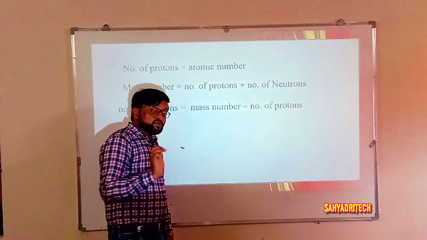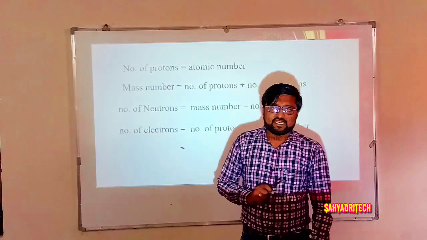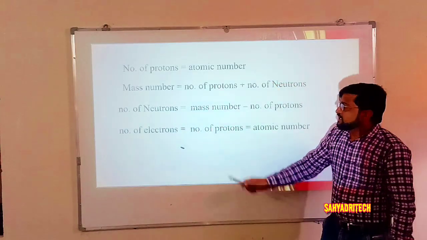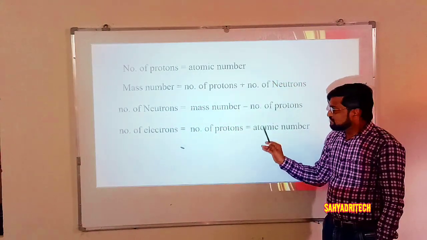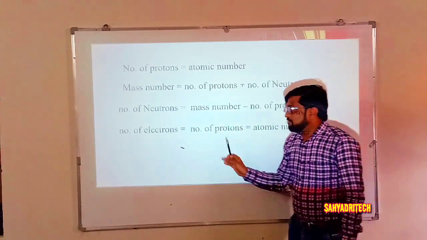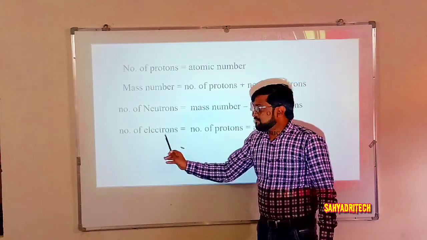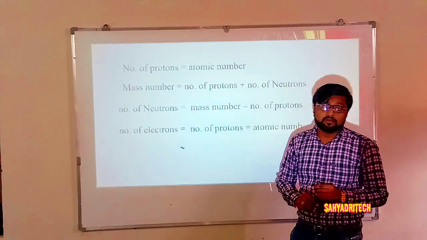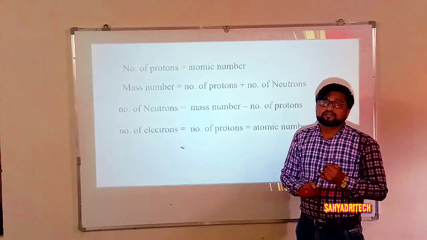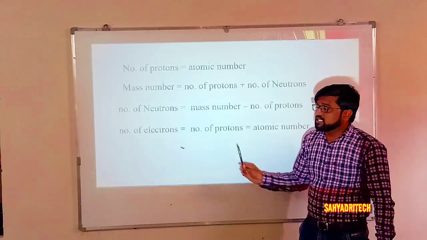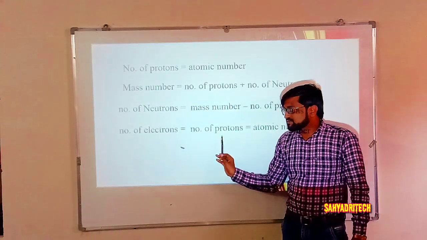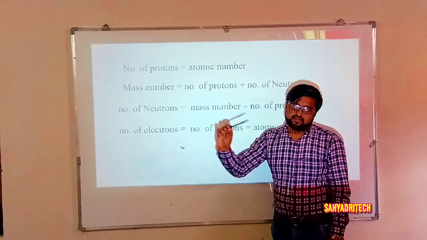Further, if it is a neutral species, as in the case of atoms, the number of electrons and the number of protons will be equal, so it means the atomic number itself indicates the number of protons as well as the number of electrons. So remember, for all atoms of an element, the atomic number itself indicates the number of protons as well as the number of electrons.